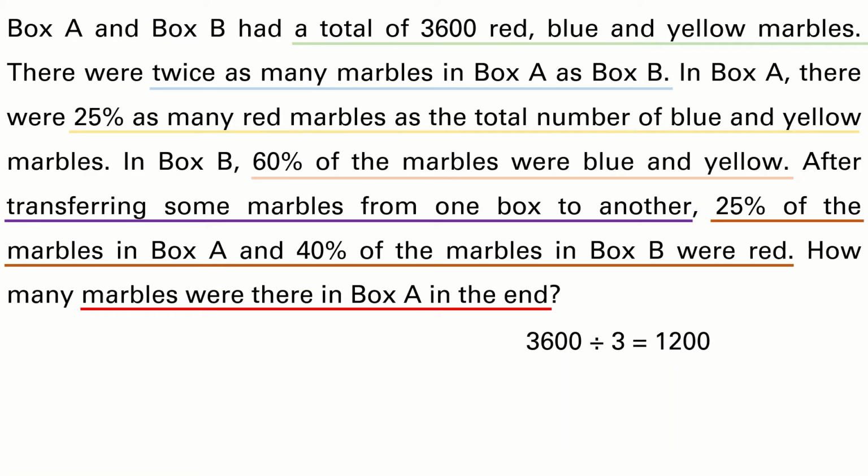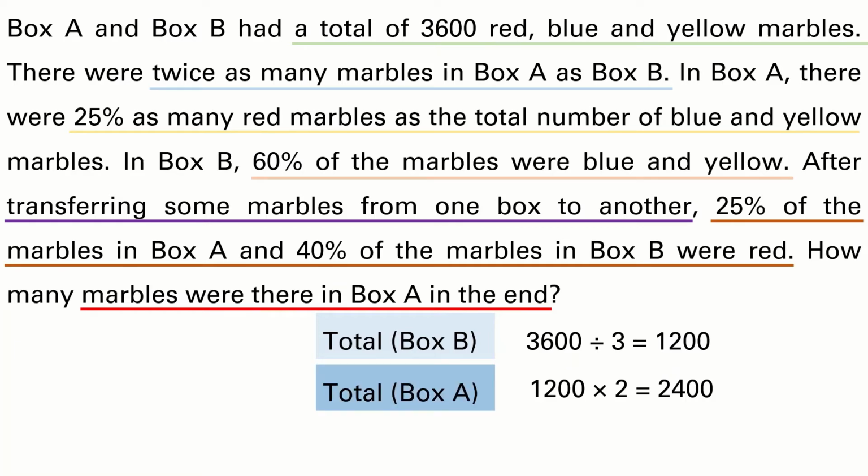We know that there are a total of 3,600 marbles in Box A and Box B, and there were twice as many marbles in Box A as Box B. So it means that there are a total of 3 units of marbles in Box A and Box B. So 3,600 divided by 3, you get 1,200. So 1 unit is 1,200, and this is the number of marbles in Box B. So the number of marbles in Box A will be 1,200 multiplied by 2, you get 2,400.